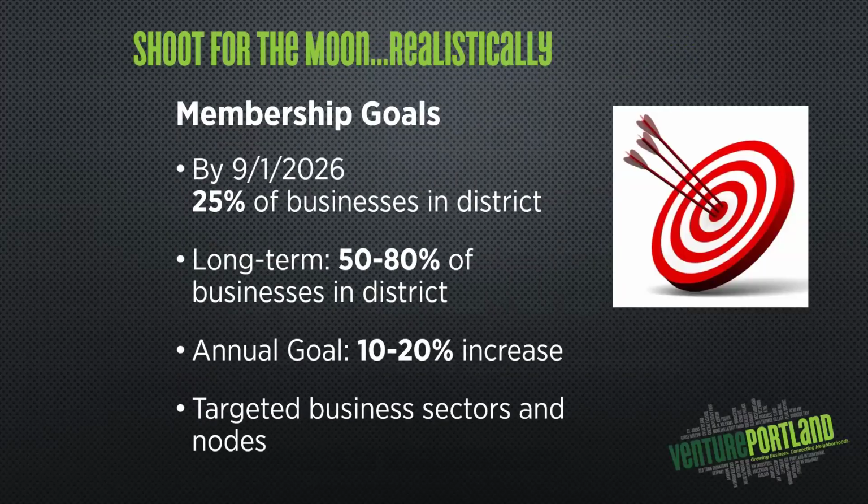Setting a goal is really important when you're thinking of your membership campaign. For example, if you were to start your campaign June 1st, by September 1st, we want to have 25% of the businesses in the district signed up. So that's your short-term goal. Some districts have so many businesses where 25% would be unrealistic. Some districts have so few businesses where a higher goal might be more realistic, 50, 75%.